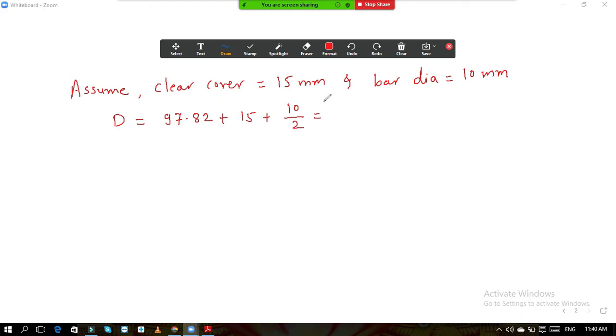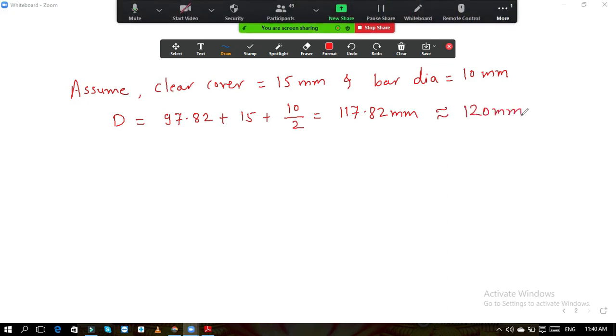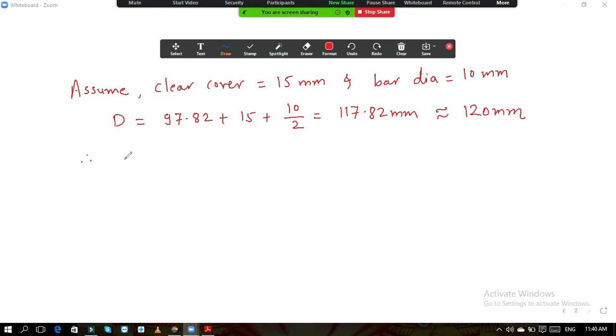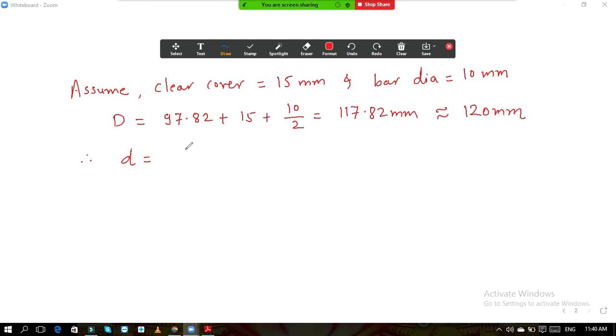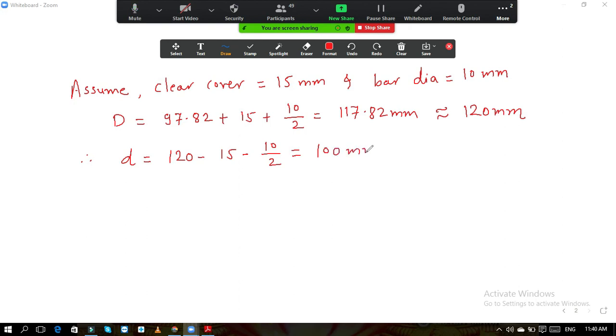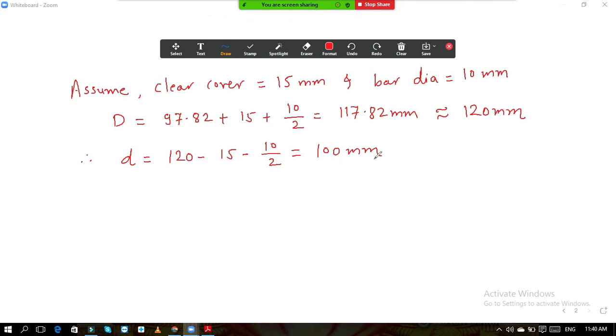So how much it is? 117.82 mm. So we will round up this depth to 120 mm. Okay. Now if our overall depth is 120 mm, so therefore again calculate the effective depth as we round up the overall depth. So d is equal to 120 minus 15 minus 10 by 2. Small d is equal to, so it works out to be 100 mm. So our effective depth is 100 mm and overall depth is 120 mm.